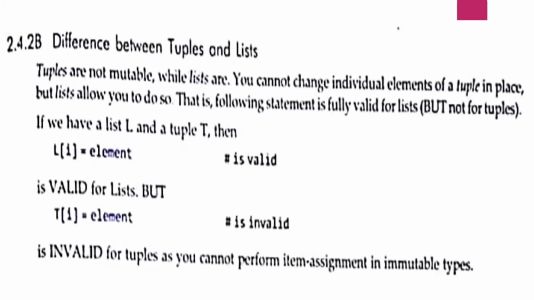Difference between tuples and lists. Tuples are not mutable while lists are. That means you cannot change individual elements of a tuple, but a list will allow you to do so. So the main difference is lists are mutable and tuples are immutable. The second difference is that a list starts with square brackets and a tuple starts with parentheses.